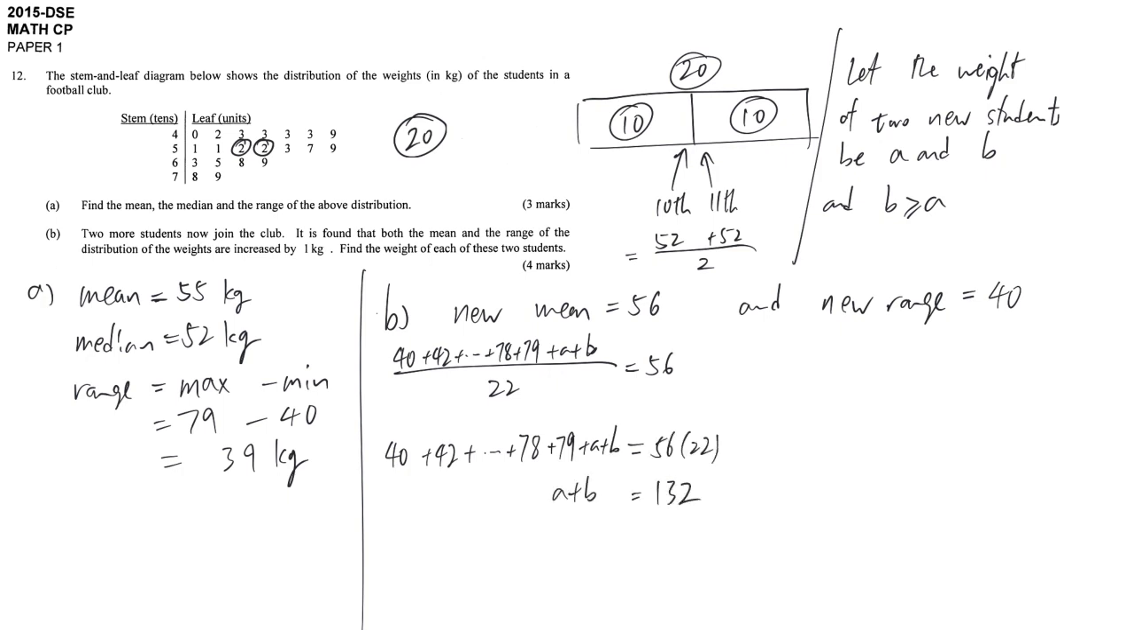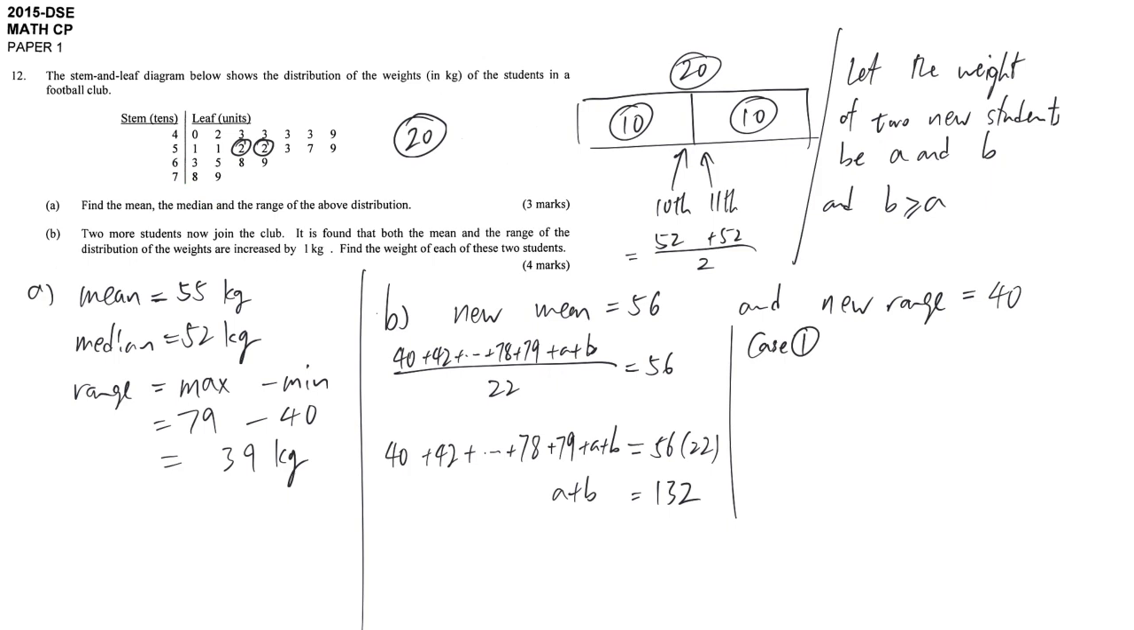It's 132. We have the first constraint here. Then we look at another constraint. You have to think, to change the range, there are 2 different cases. The first case may be that the maximum becomes a bigger maximum now. That's why the range increased by 1. Or another situation is that the maximum remains unchanged, but our minimum value becomes a lower value. So we have to consider which case applies to this situation.